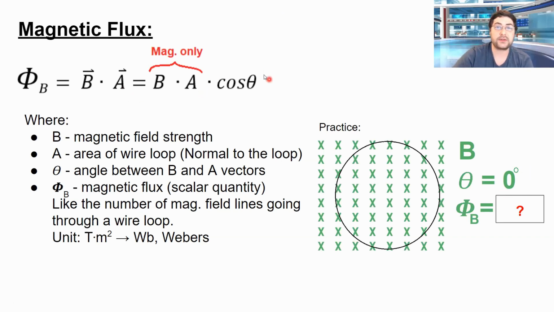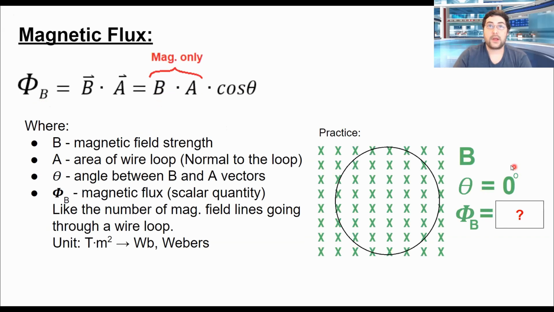And the cosine of 0 degrees is just 1. So we're like multiplying by 1 here. So this term can go away. That means that phi B, the magnetic flux, is just going to be B times A. So they've given me the magnetic field strength B, and we know that this iron ring here has some cross-sectional area of A, and so that means that phi is just going to be B times A.